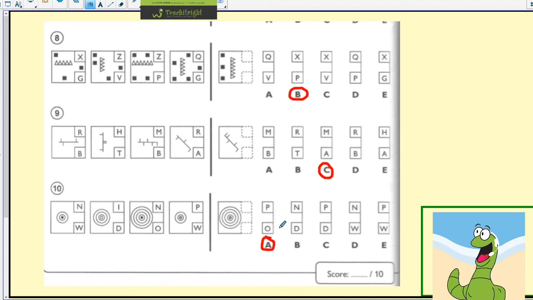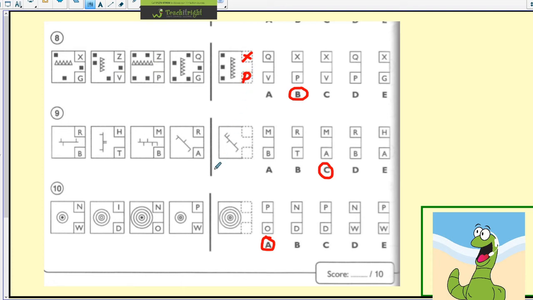So if we go through them, for question 8, the upper letter signifies the number of squares. So 3 squares, 4 squares, and so on. In this case, we want 3 squares, so we're going to find the one that matches, which is X. And the lower letter signifies the number of triangles. In this case, 1, 2, 3, 4, 5, and so on. So we are after 1, 2, 3, 4, 5, 6, and that matches to this one here, which is P.